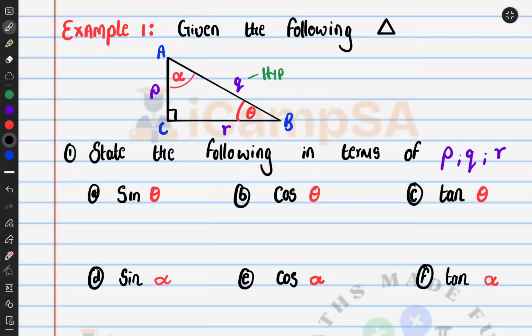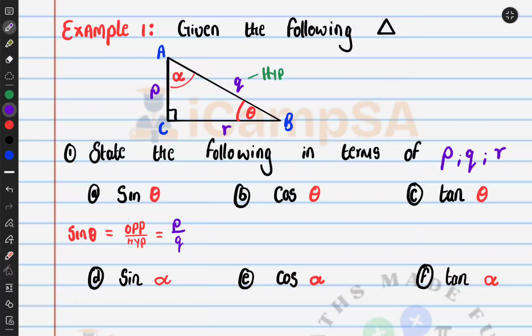So let's quickly come here and answer this one. Sine of theta is equal to the opposite side over the hypotenuse side. We know the hypotenuse is going to be Q, but what is the side opposite to angle theta? The side that is facing angle theta is side P. Therefore, sine of theta is going to be P over the hypotenuse side Q.